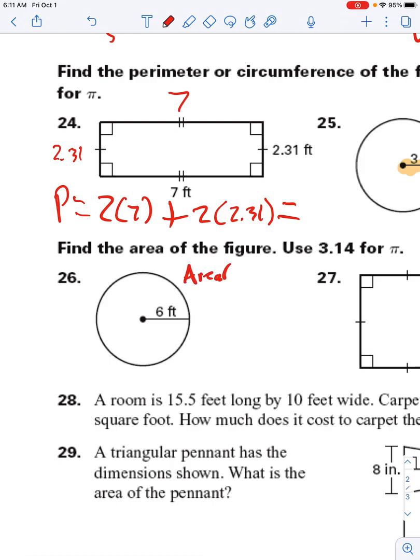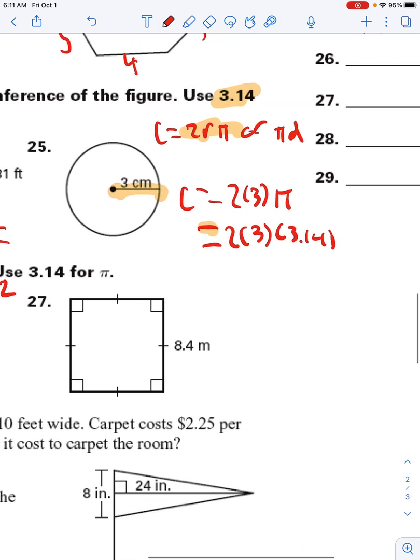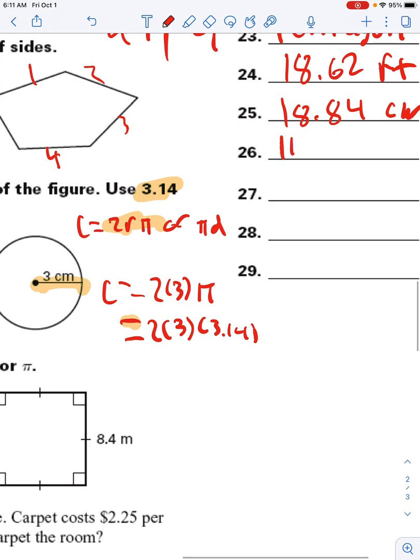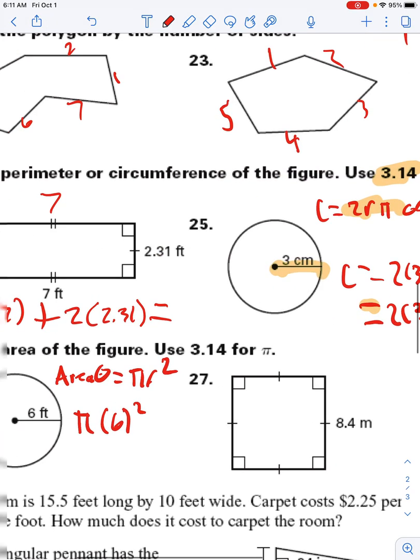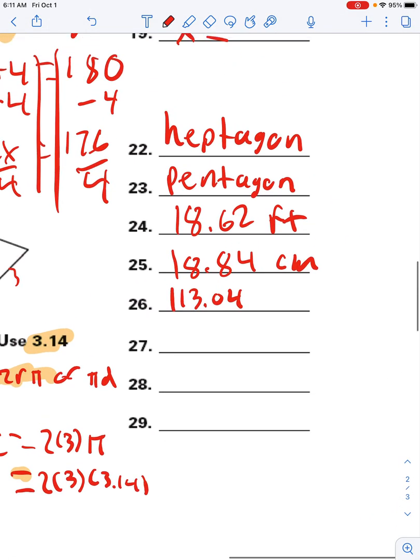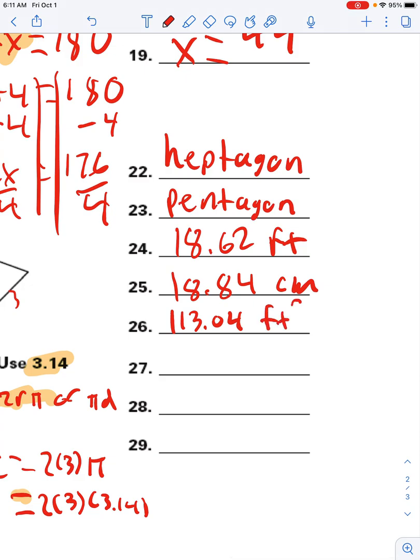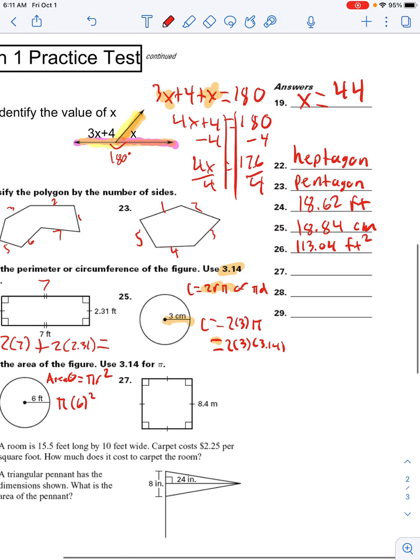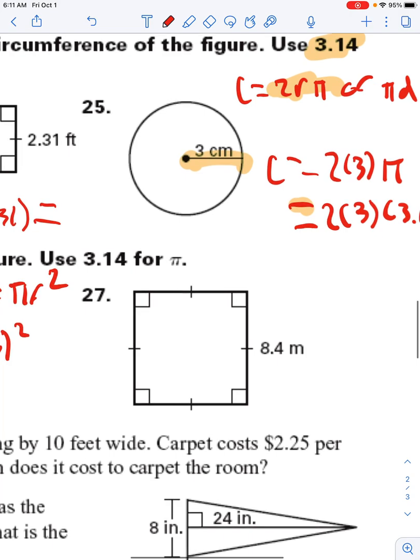Find the area. Area of a circle is pi times radius squared. So pi times 6 squared, that's 36, times 3.14. And that's going to give me 113.04, and that was feet. Remember, when you do area, your units are squared.